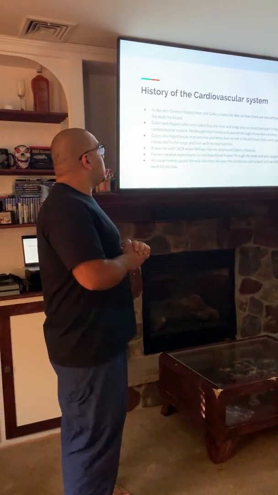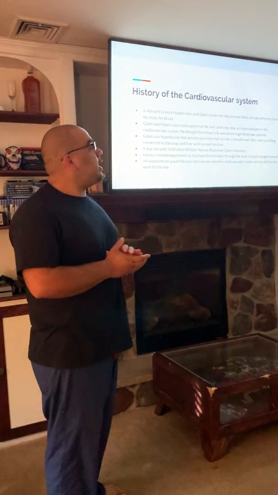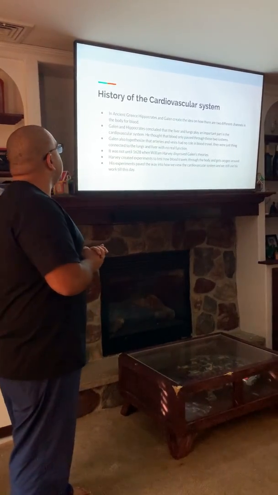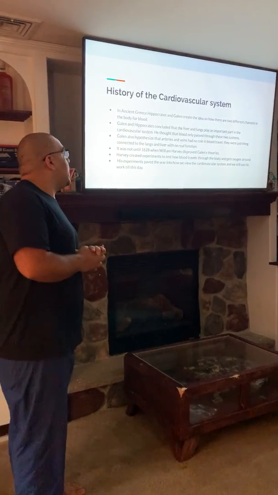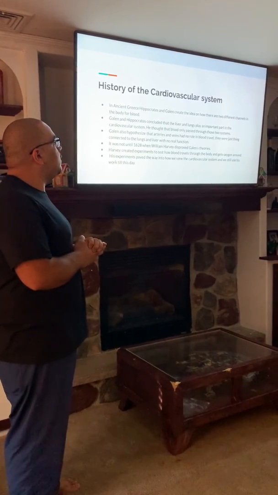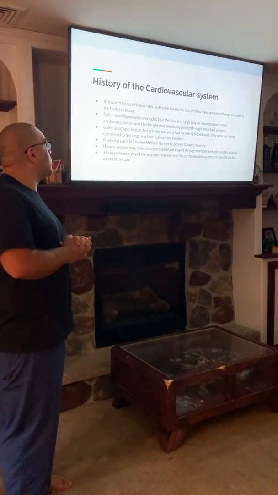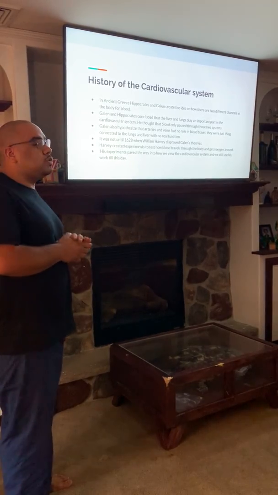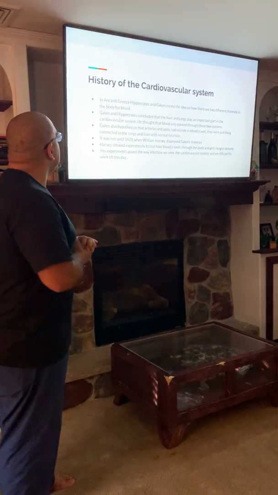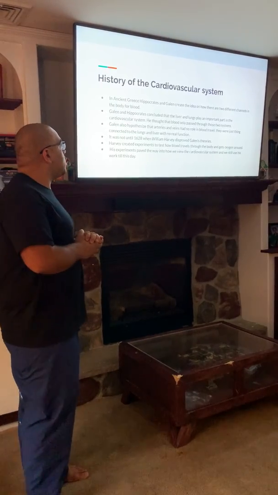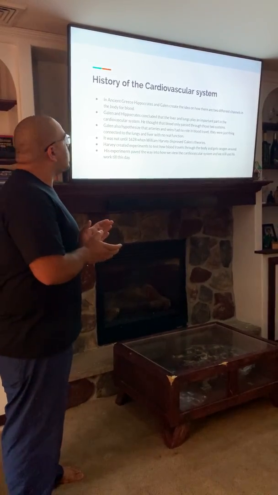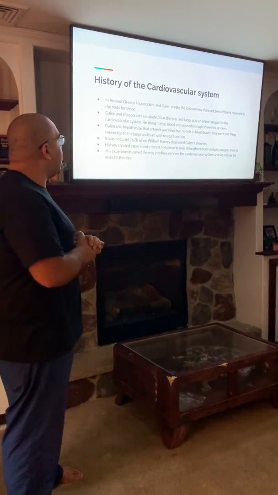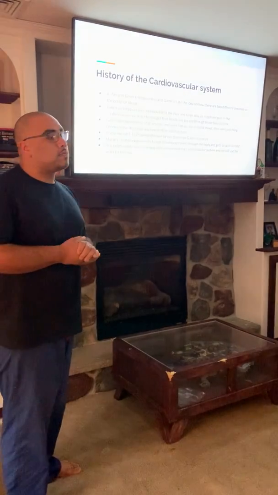In ancient Greece, Hippocrates and Galen created the idea that there are two different channels in the body for blood. Galen and Hippocrates concluded that the liver and lungs played an important part in the cardiovascular system. He thought that the blood only passed through those two systems. Galen also hypothesized that the arteries and veins had no real role in blood travel. They were just connected to the lungs and liver with no real function.